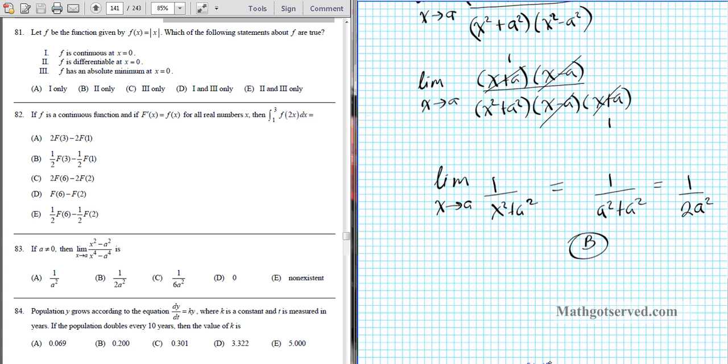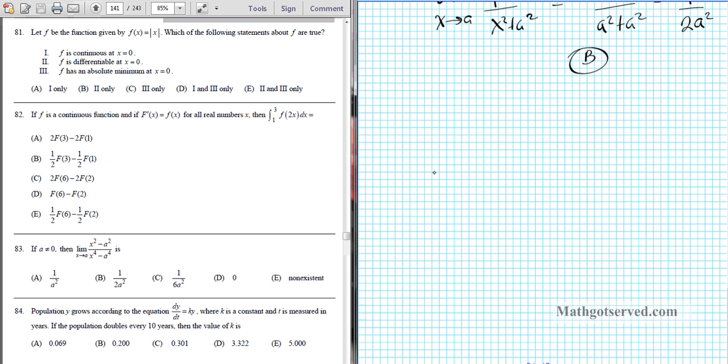Now let's move on to question 84. In question 84, we're told that a population y grows according to the equation dy/dt equals ky, where k is a constant and t is measured in years. If the population doubles every 10 years, then the value of k is... Now, what we want to do is find the equation that models this growth. So this is a differential equation.